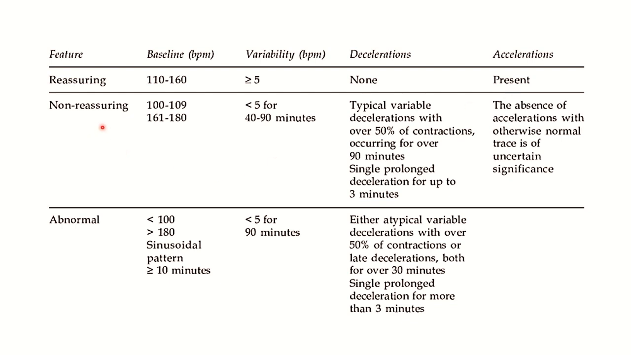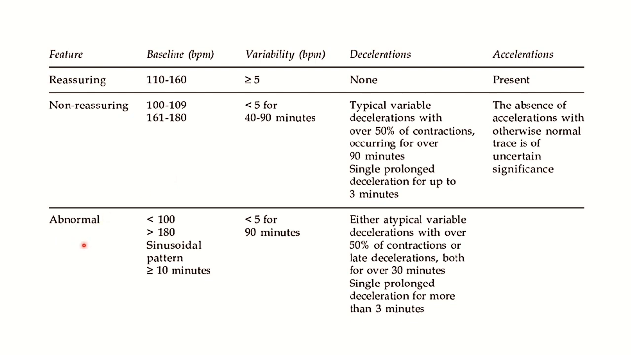In a non-reassuring CTG, usually the baseline FHR ranges between 100 to 109 beats per minute or between 161 to 180 beats per minute, with a reduced variability of less than 5 for 40 to 90 minutes, and typical variable deceleration can be seen over 50% of the contractions occurring over 90 minutes, or a single prolonged deceleration can be seen for up to 3 minutes. Accelerations are usually absent in a non-reassuring CTG.